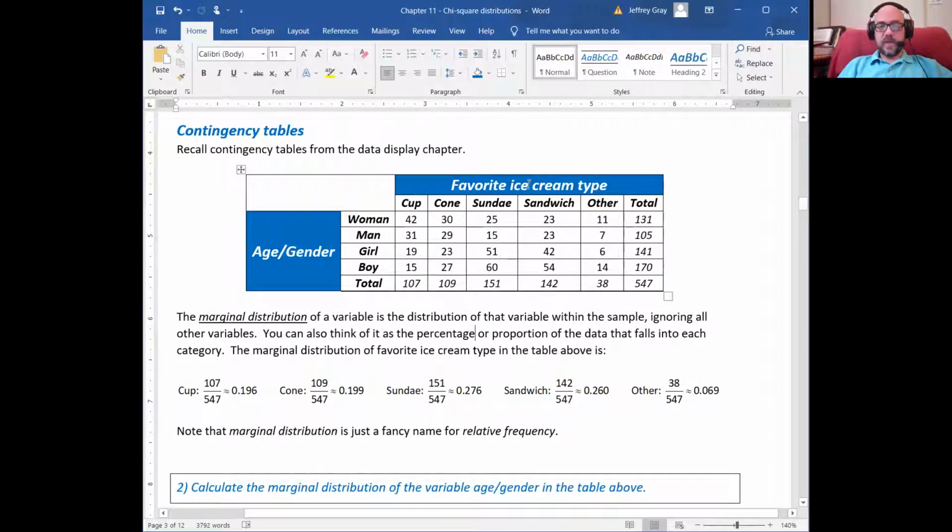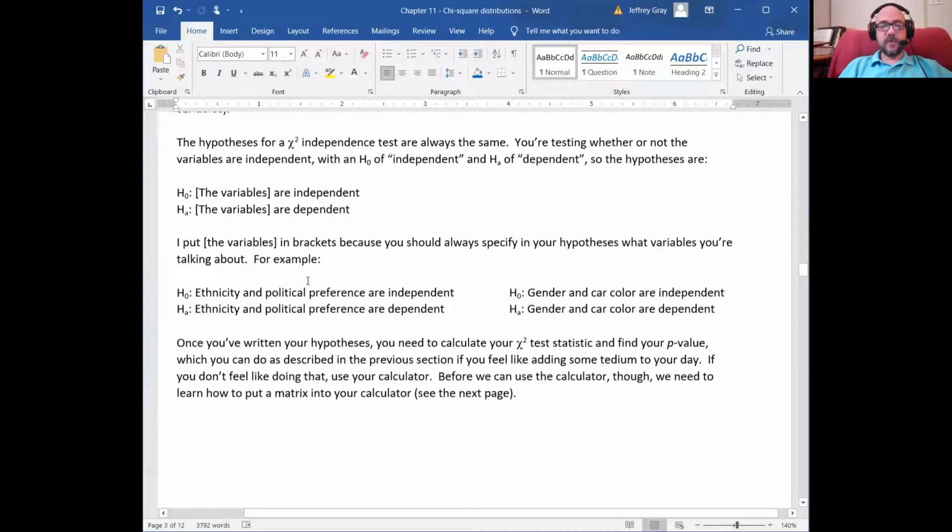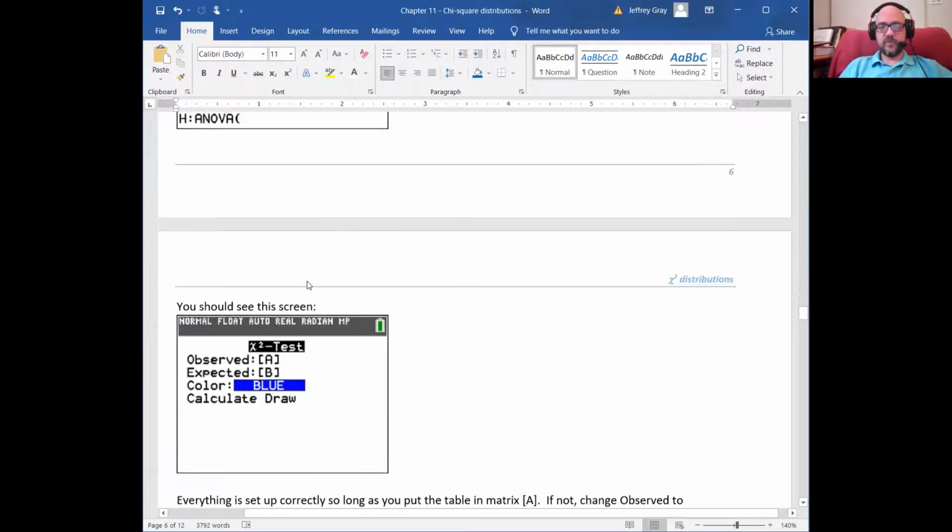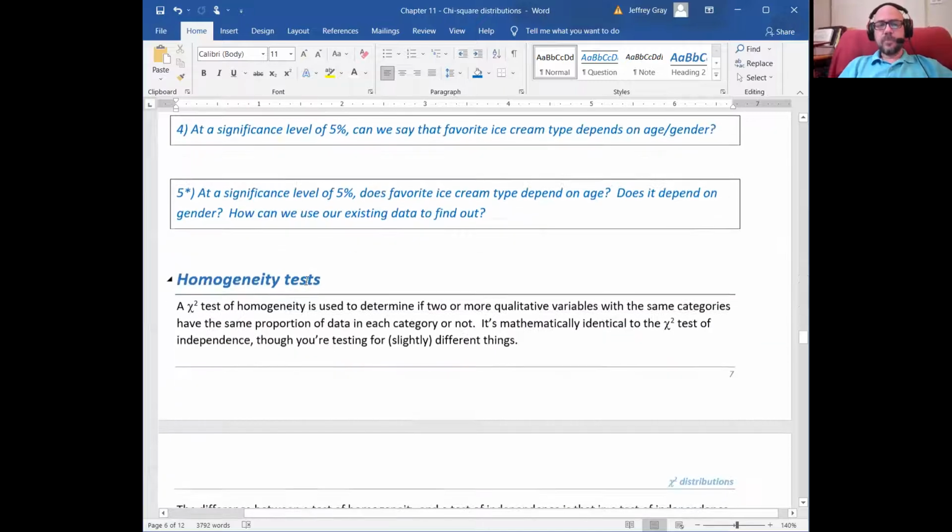And we determined that favorite ice cream type and age gender was dependent, that favorite ice cream type depended on what category of age gender someone fell into, right? That different distributions for the different strata. Homogeneity is exactly the same thing, thought of in a slightly different way.